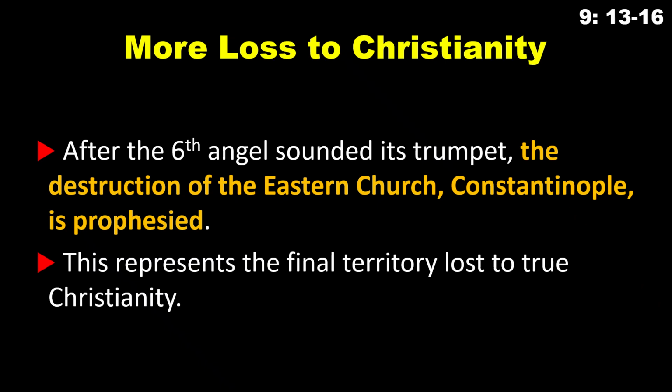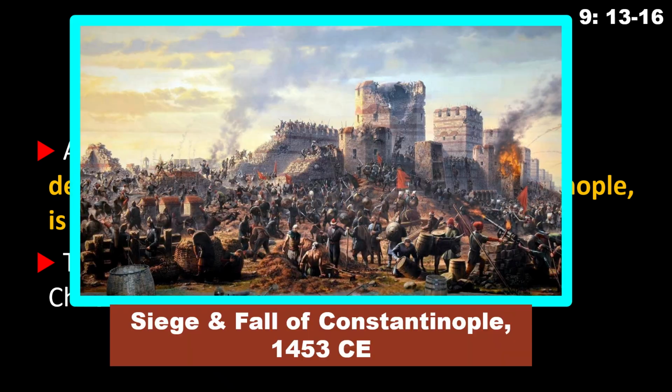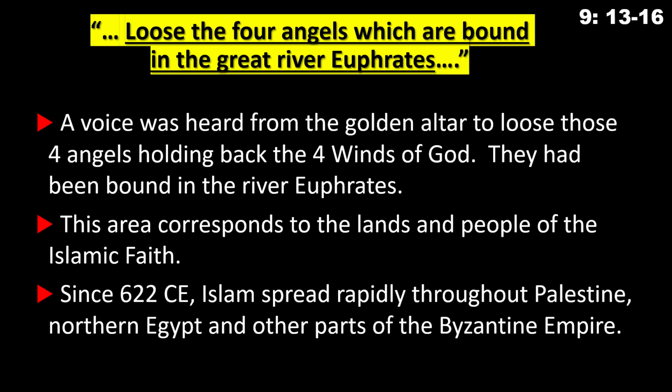How was it lost? The siege and fall of Constantinople to Muslim forces of the Ottoman Empire in the year 1453 Common Era. Here's an artist's vision of this siege of Constantinople by the Muslim forces. Remember, a voice was heard from the golden altar to loose those 4 angels, holding back the 4 winds of God. They had been bound in the river Euphrates. This area corresponds to the lands and people of the Islamic faith.